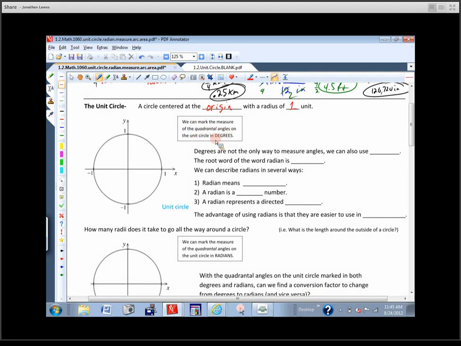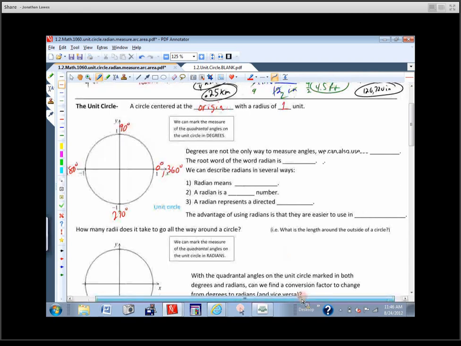Okay, and here's what we're going to do. We're going to mark the measure of the quadrantal angles on the unit circle in degrees. So we're going to start right here. So this is 0 degrees. And then remember, up here we go 90. We're going in a counterclockwise fashion. That's how we produce those positive angles. 180 degrees, 270 degrees. And if we go all the way around full circle, that's going to be 360 degrees. We talked about these the other day.